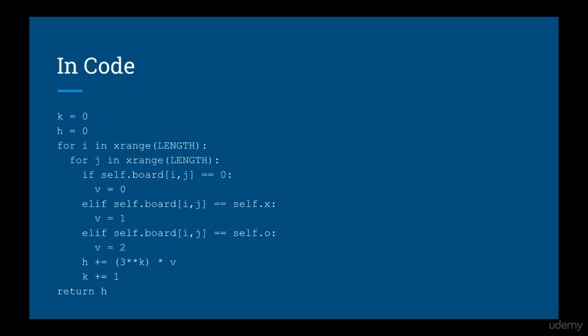In code, it's going to look like this. Notice how we loop through each location on the board, which requires a nested for loop, but that's only because of the structure of the board. We need to keep track of the power, which starts at 3 to the power 0 and gets multiplied by 3 on each new location, so we keep track of that with the variable k. We use the variable h to accumulate the final result. We use the letter h because h stands for hash, and that's essentially what we're doing. We're hashing an object and the output is an integer.